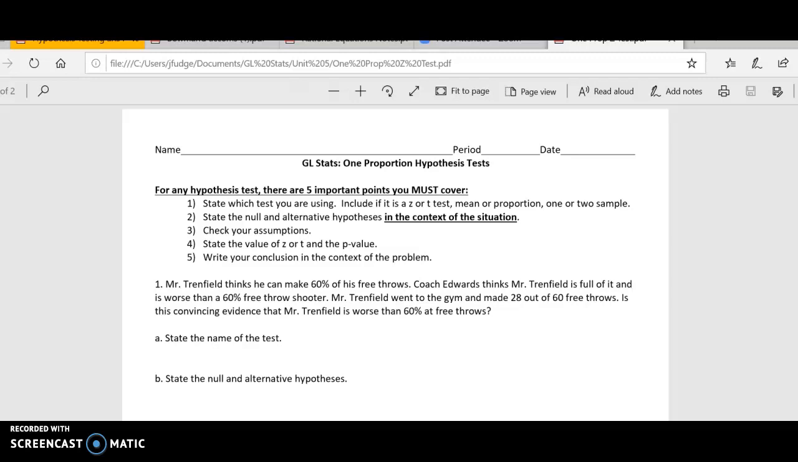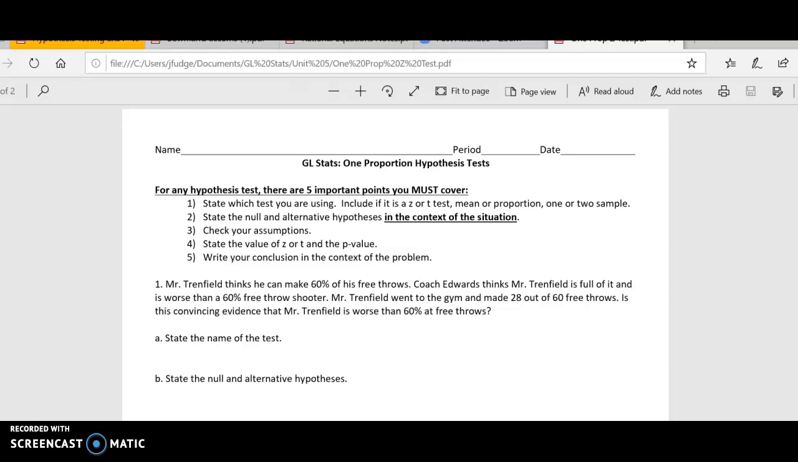Today we're going to talk about hypothesis tests, and because of the winter weather, the only tests that we're really going to talk about are one proportion z-tests. So this is sort of like building a confidence interval, but it's different too.